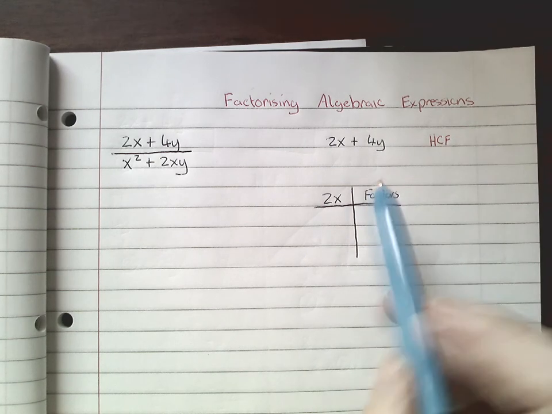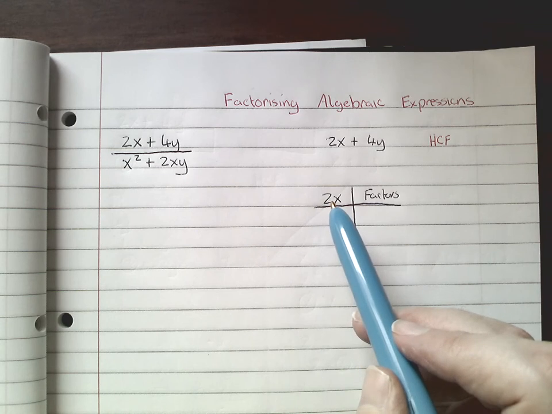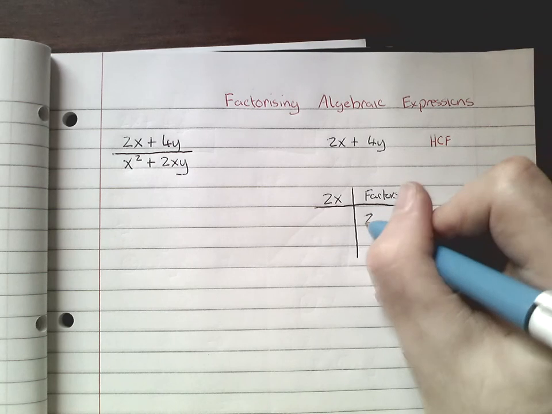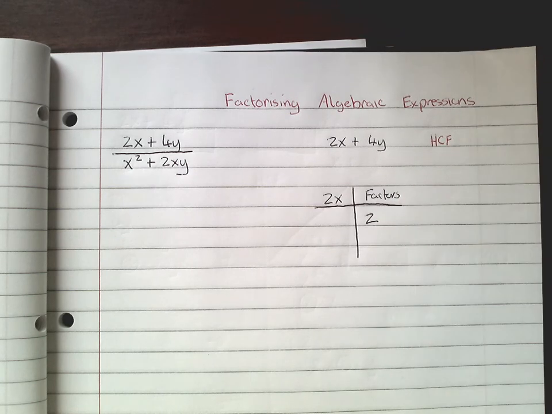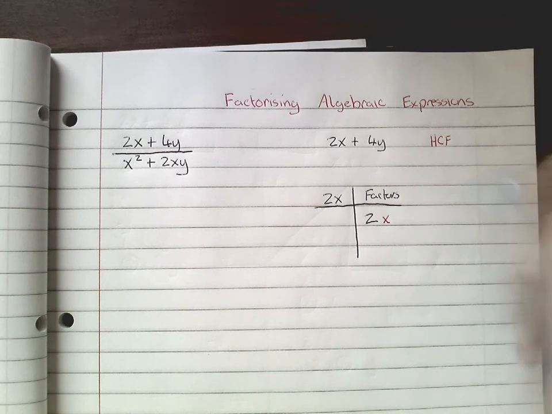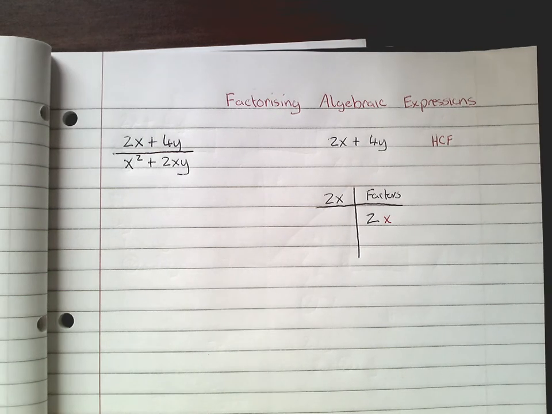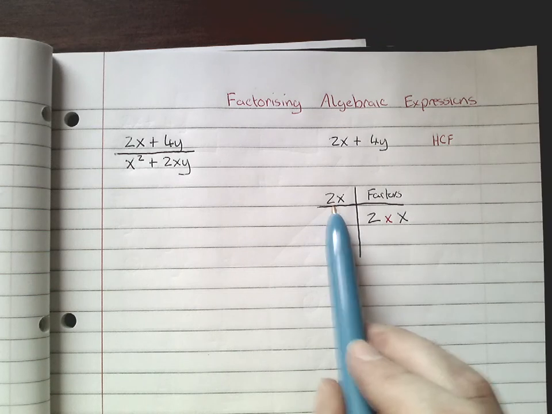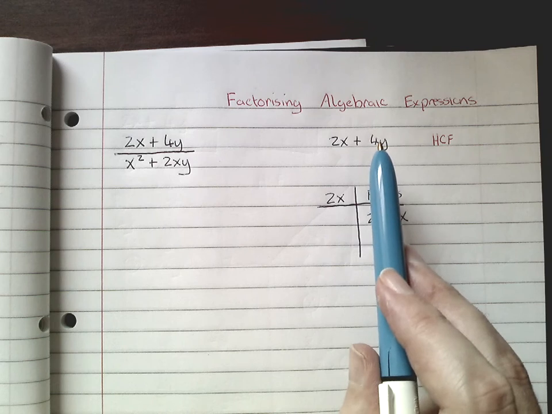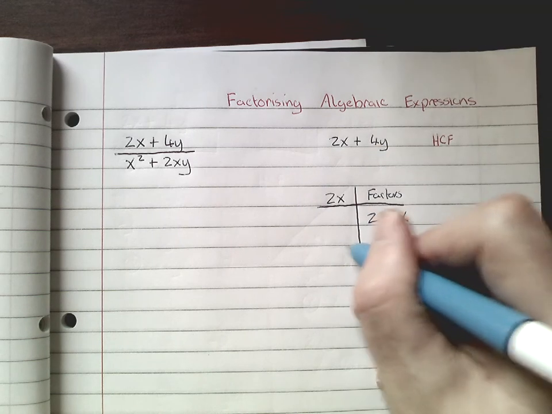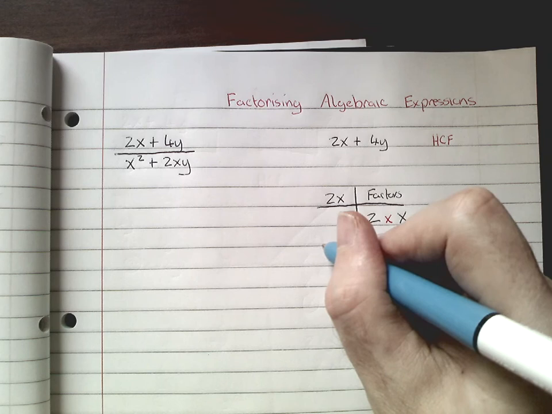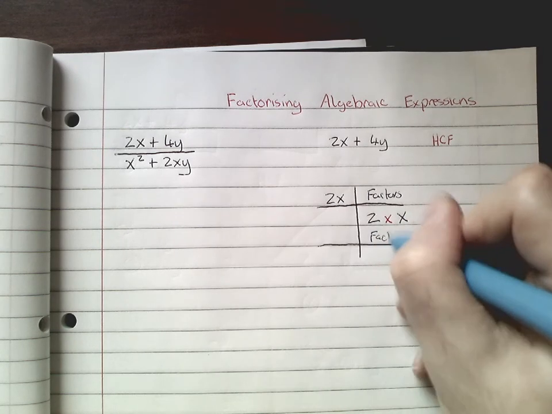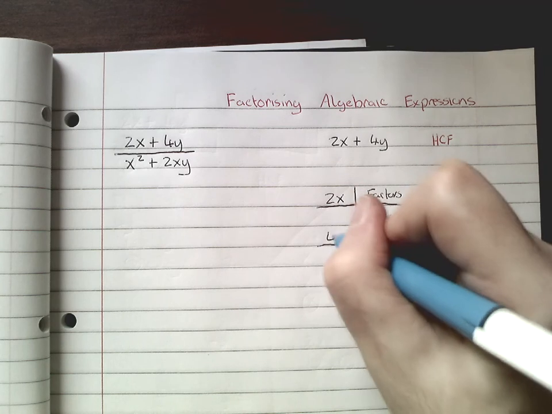Factors are numbers that will divide into this, and when you multiply them by each other will give you this. So the factors of 2x are 2 multiplied by x. And then we do the same for 4y. So let's have a look at the factors for 4y.